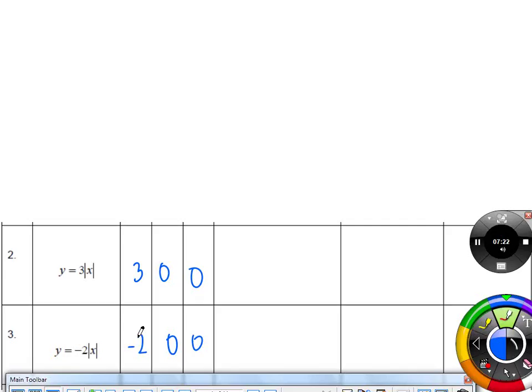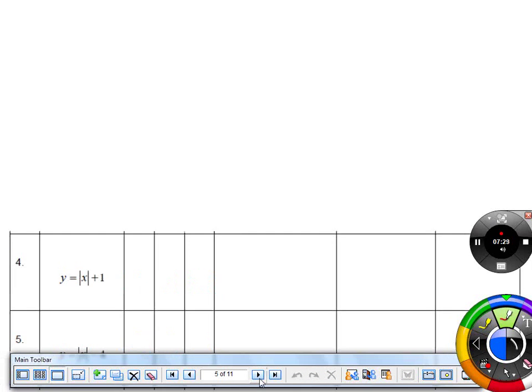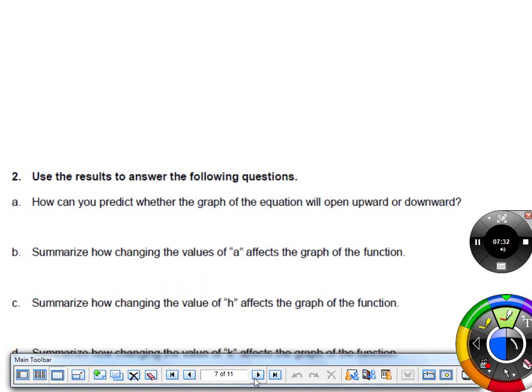Okay? So on the back side of this paper, or on the second page if you printed it yourself, it has some questions. Okay?